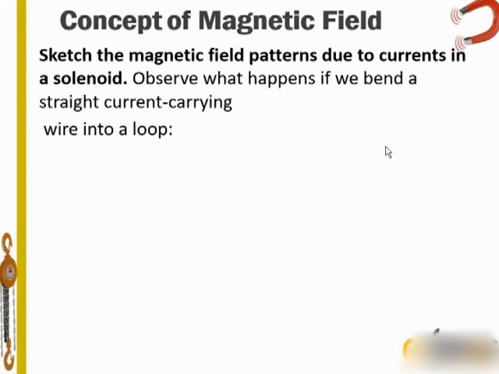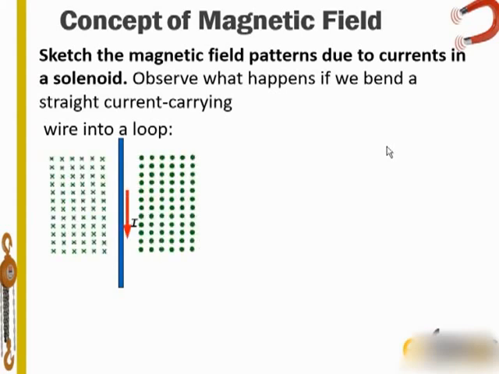Well, we're going to sketch the magnetic field pattern due to the current in a solenoid. But before we actually sketch it, let's have a look at the theory involved in the production of the magnetic field. If you have a single wire that we've just looked at and you pass a current through it, you get the characteristic magnetic field lines, which are circular lines around the wire, but they don't originate on the wire.